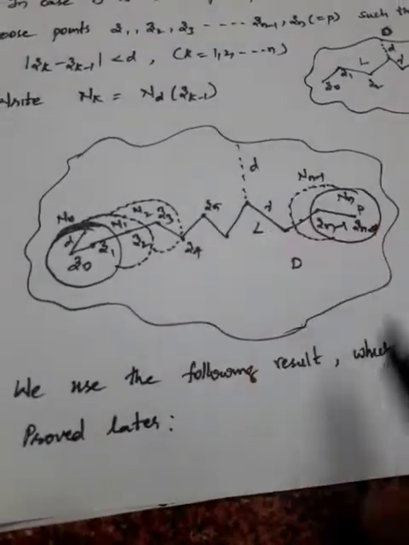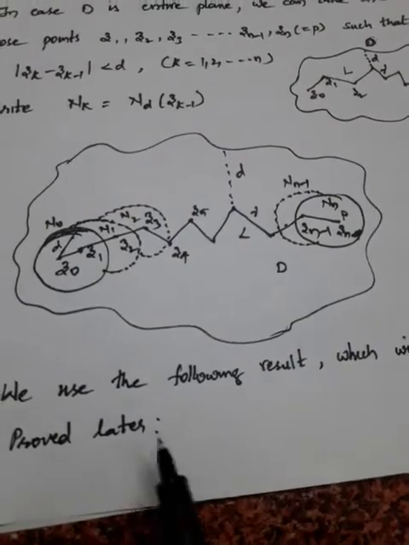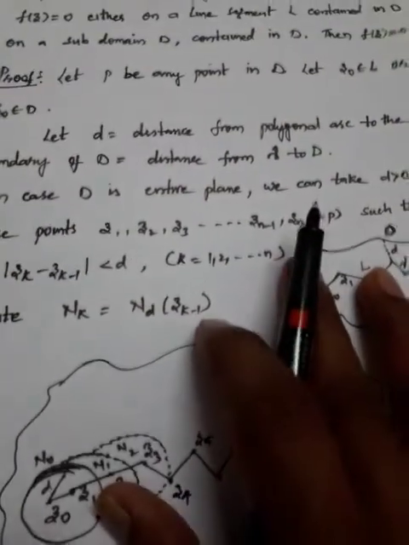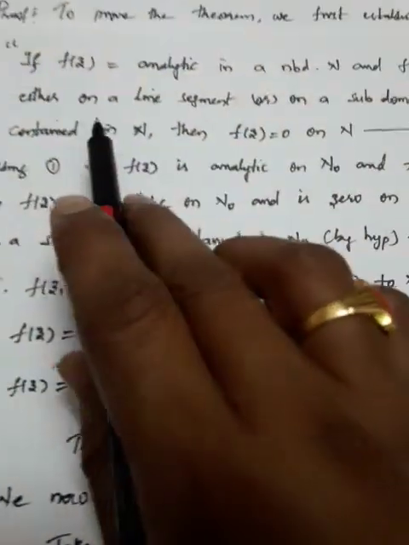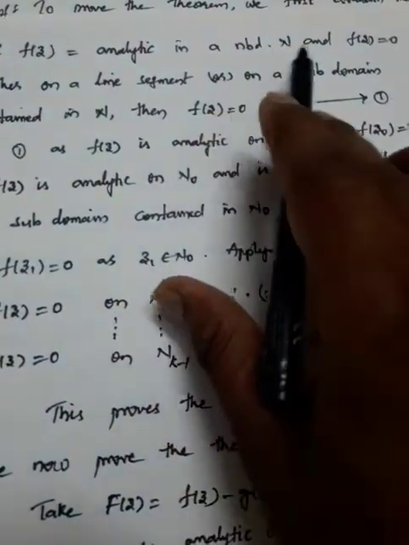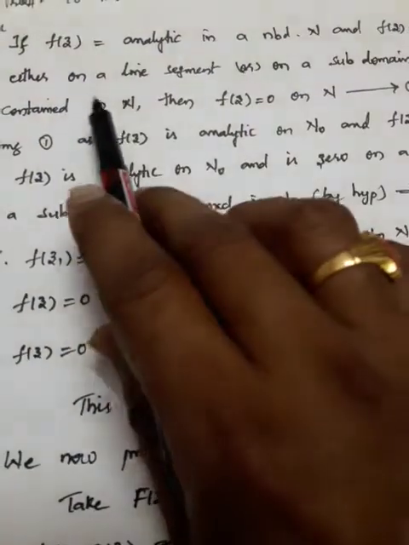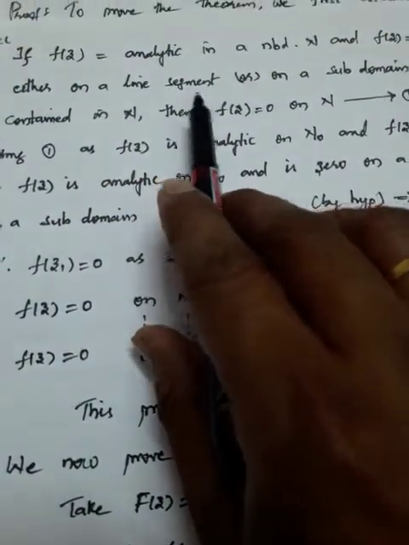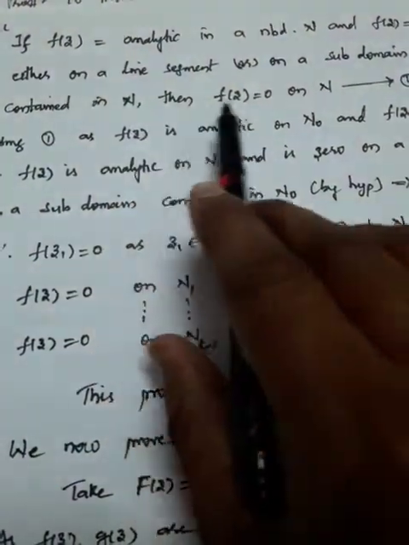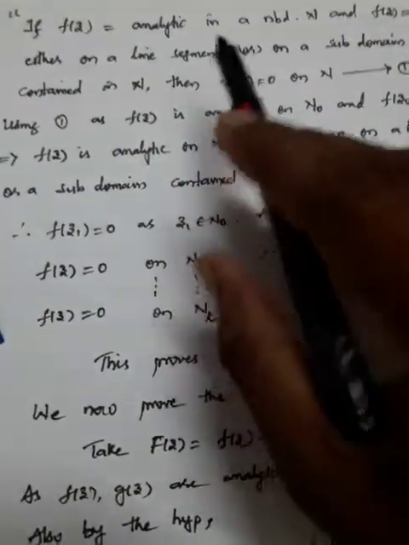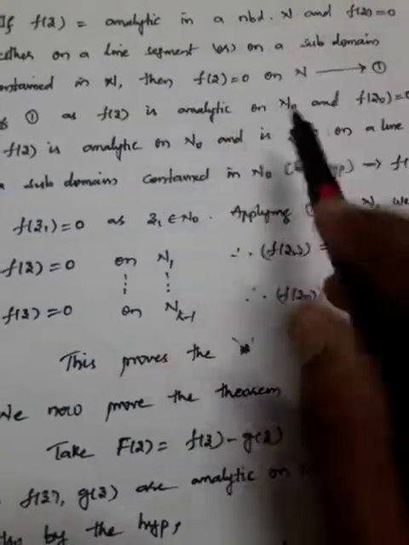Now we use the following result, which will be proved later in the coming chapters. The result is: if f(z) is analytic in the neighborhood N, and f(z) is equal to 0 either on a line segment or on a subdomain which is contained in N, then f(z) is equal to 0 on N. This is the result which we are going to prove in the coming chapters. Let us call this result number 1, and use it.